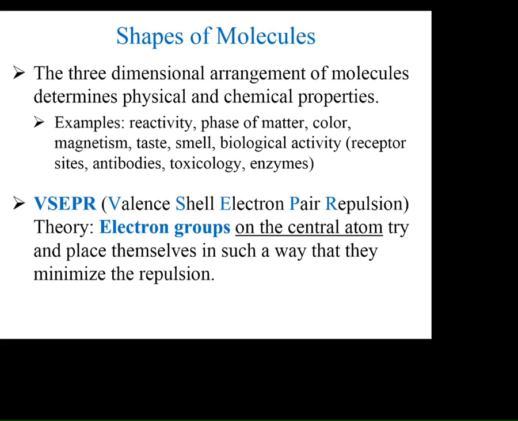So the way that we figure out the three-dimensional shape is this big, long, scary term, but it's pretty easy really. VSEPR, which is an acronym for valence shell, VS, electron pair, EP, repulsion, R, theory. So VSEPR theory.